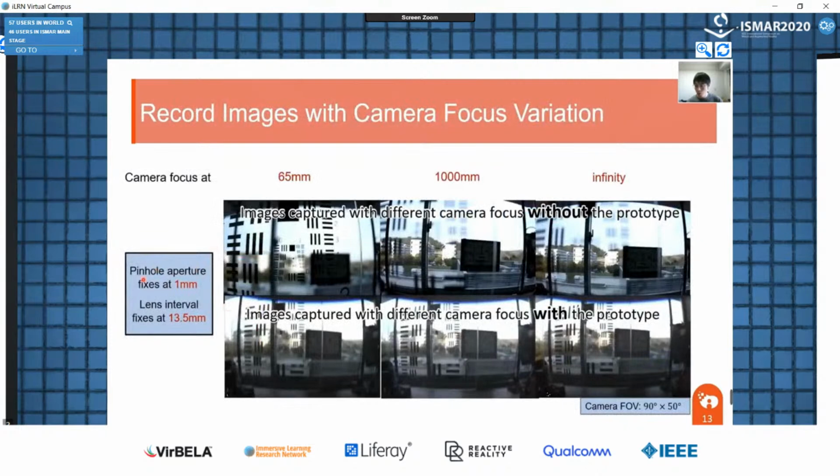And we have fixed the pinhole aperture at 1 millimeter while changing the camera focus from 65 millimeter to infinity. Images captured without the prototype are strongly influenced by the camera focus variation, while images captured with the prototype are almost not influenced by the different camera focus.